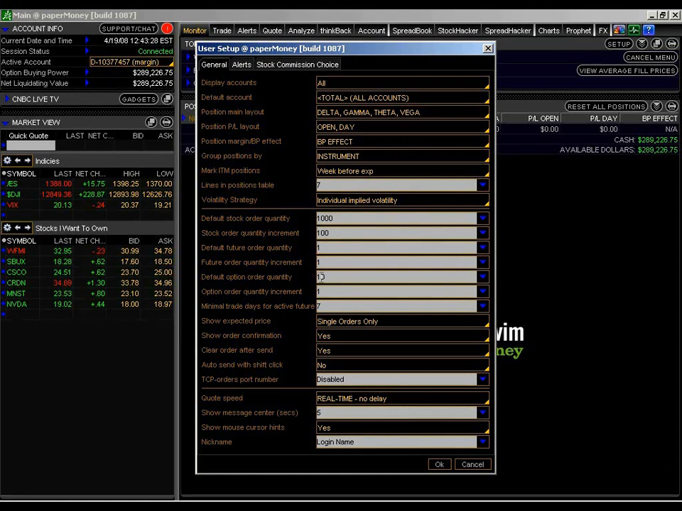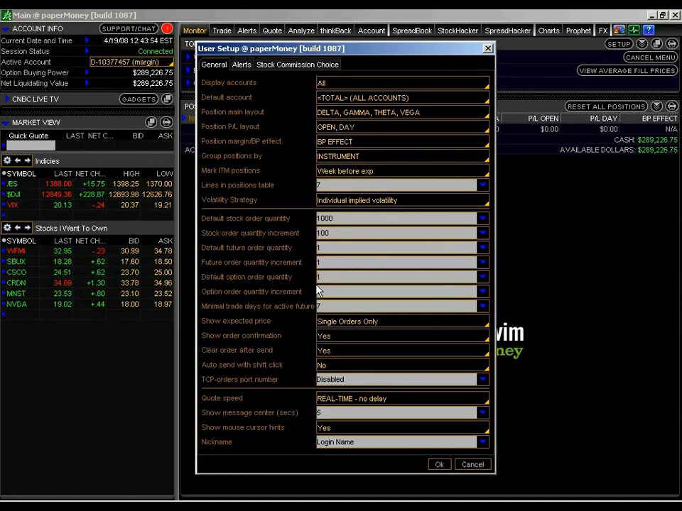For futures orders, we don't really use futures. Your option order, this is very critical. Your option order quantity increment, and your default option order quantity. If I was just getting started, I would start out with maybe 2 contracts, and the option order quantity increment is 1.